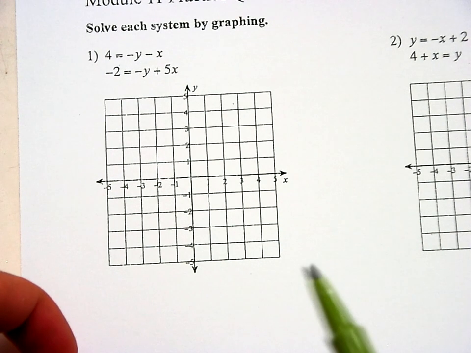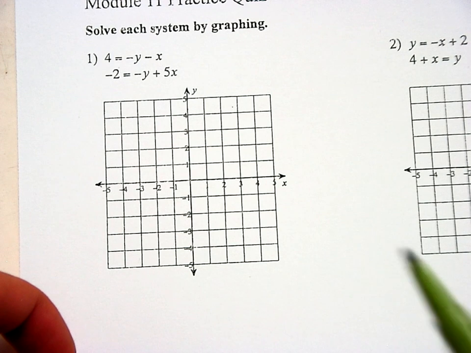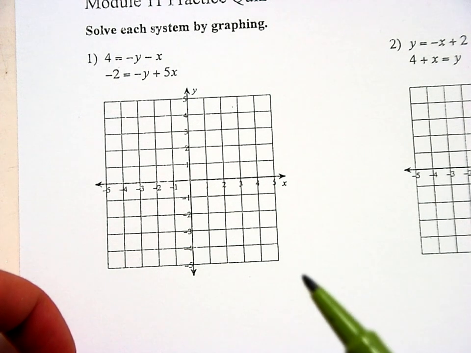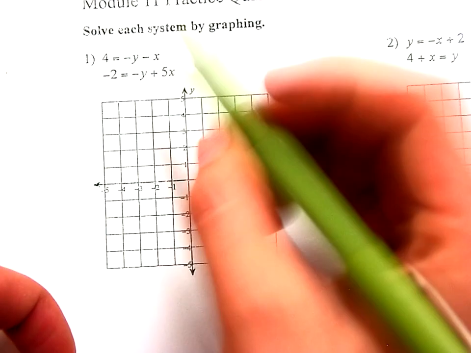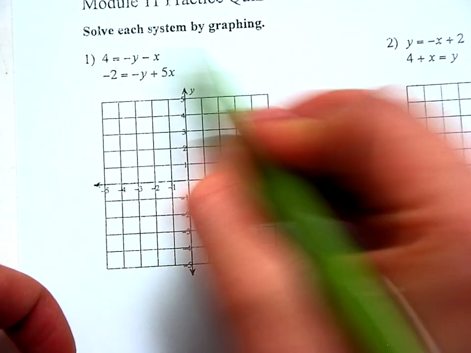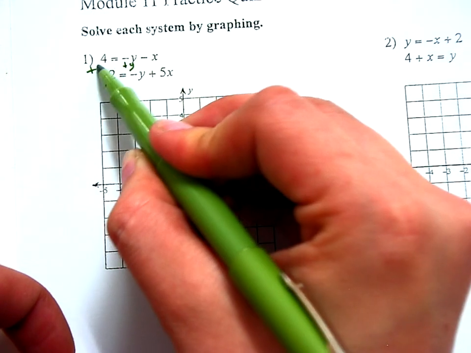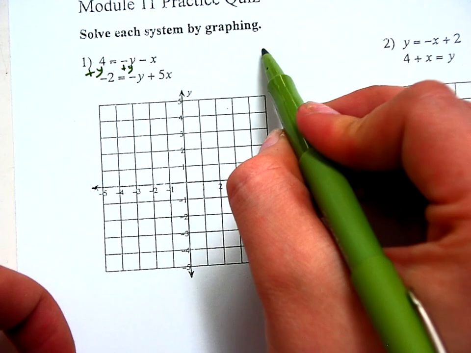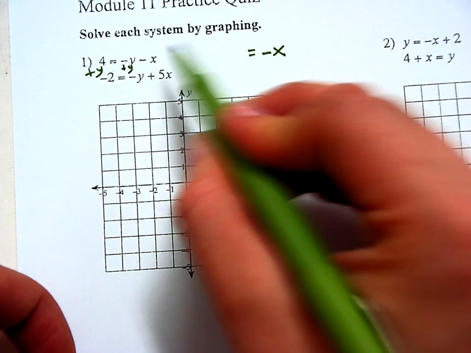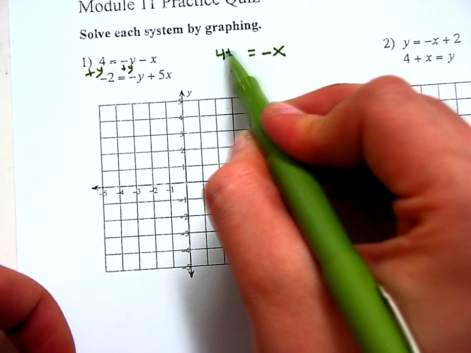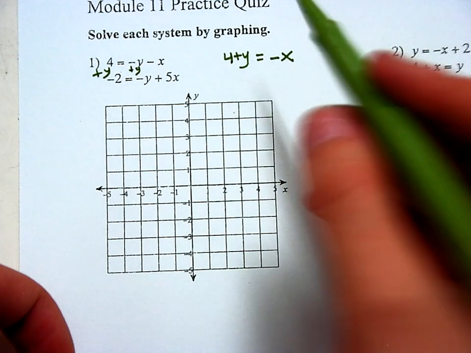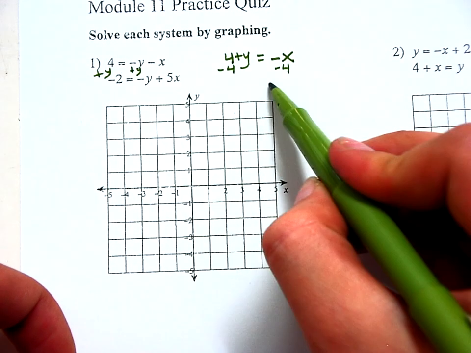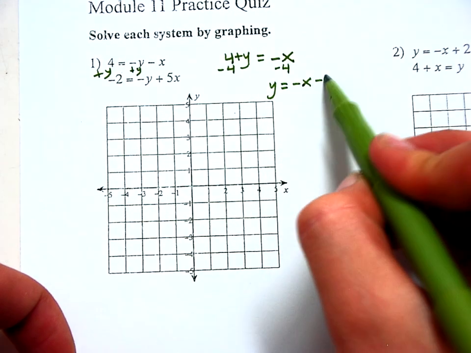Now the easiest way to graph, and I show my students this, I think, is to solve for y so that you have each line in slope-intercept form. So the first one, if I want to solve for y, I would add y to both sides of the equation. I'm going to write that a little bit small. So I have negative x on the right side of the equation, and on the left side I have a 4 plus y. Now I only want y, I don't want 4 plus y, so I'm going to subtract 4 from both sides of the equation, and I have y equals negative x minus 4.